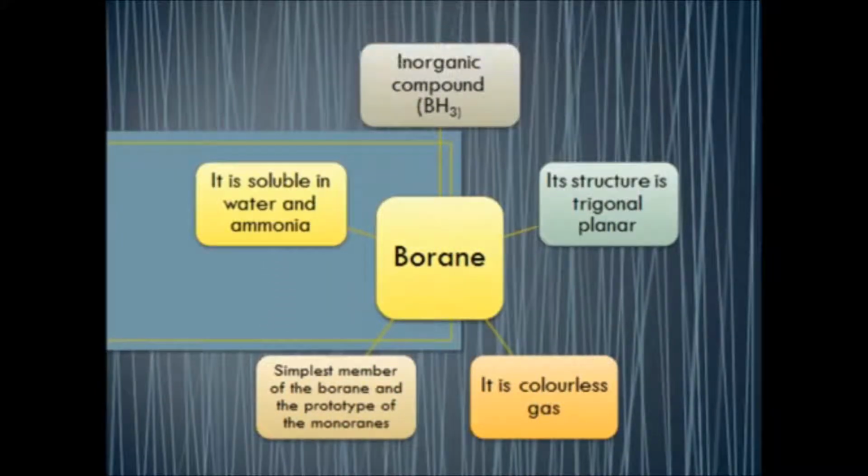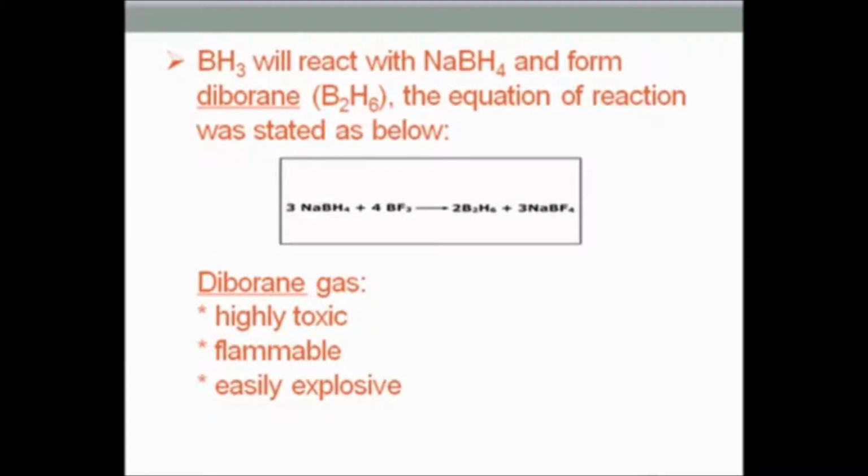Properties of borane. Borane is an inorganic compound with chemical formula BH3. The structure of borane is trigonal planar. It is a colorless gas that cannot be concentrated in pure form. It is both the simplest member of the boranes and the prototype of the monoboranes. And lastly, it is soluble in water and ammonia. BH3 will react with sodium BH4 and form diborane gas, and the equation of the reaction is stated as below. Diborane gas is highly toxic, flammable and also easily explosive.